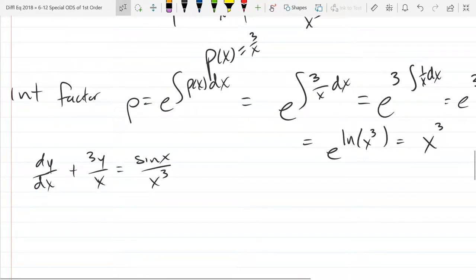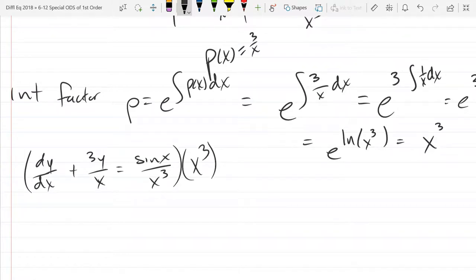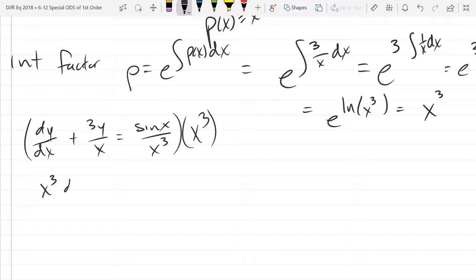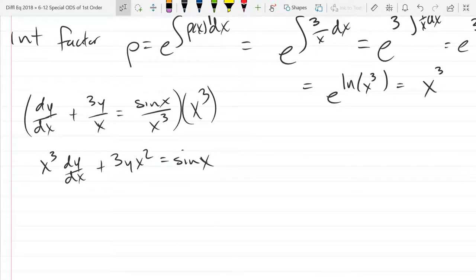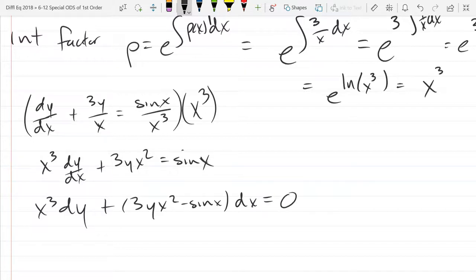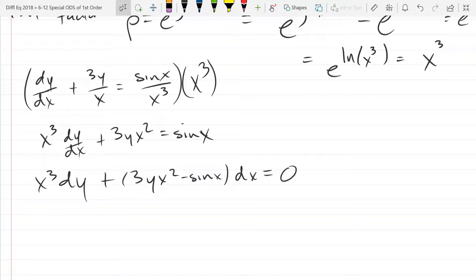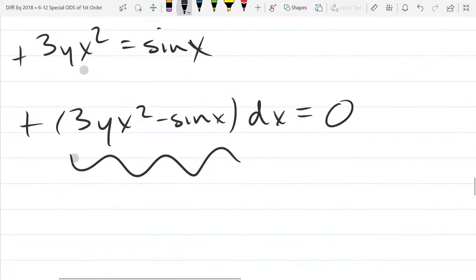So we should be multiplying by x cubed. So just subtract sine and then multiply by dx. You can actually see exactness very easily. Just take an x derivative of x cubed, that's 3x squared. It's a little bit more tricky, but take a y derivative of 3y x squared minus sine x. Your y turns into a 1 and you get 3x squared. So we do have exact, and again, I'm just going to write complete for homework.